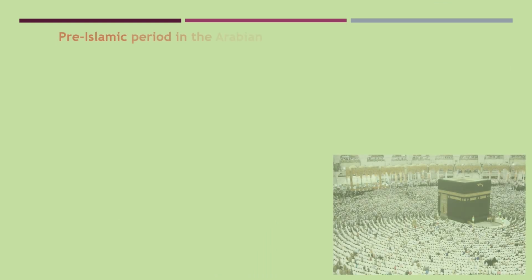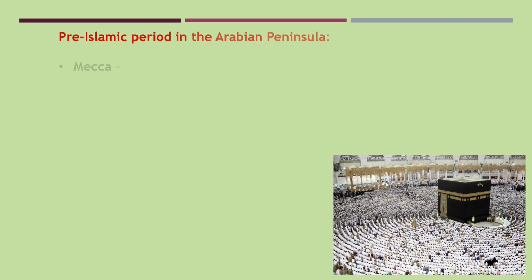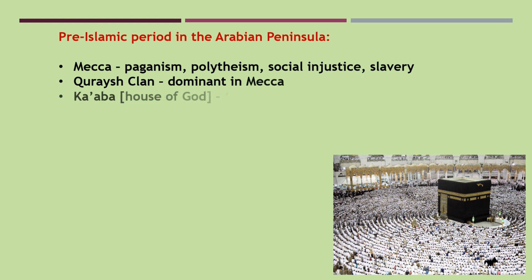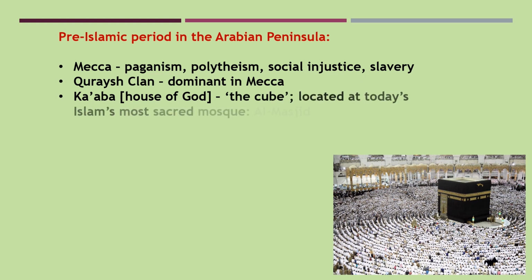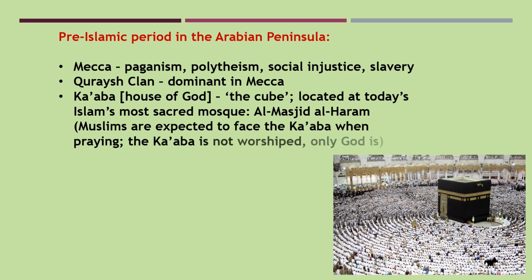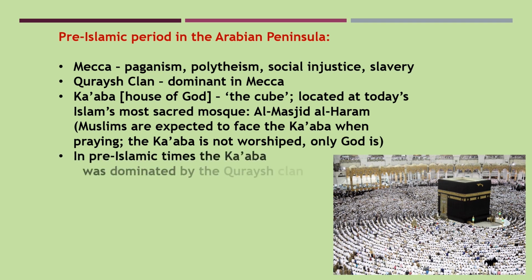Within the Hejaz region, we focus now on the city of Mecca. The city of Mecca was characterized by social injustice. From a religious point of view, it was paganism and polytheism, and also slavery. The city of Mecca was controlled politically by the clan of the Quraysh, which also dominated the most sacred place, as it was considered back then, the Kaaba, which is also located at today's Islam's most sacred mosque, Al-Masjid al-Haram.